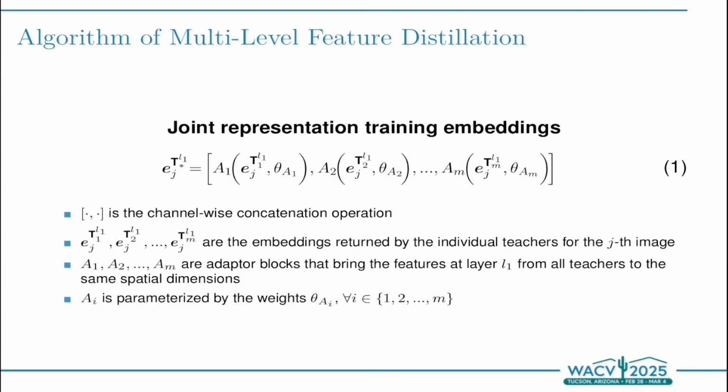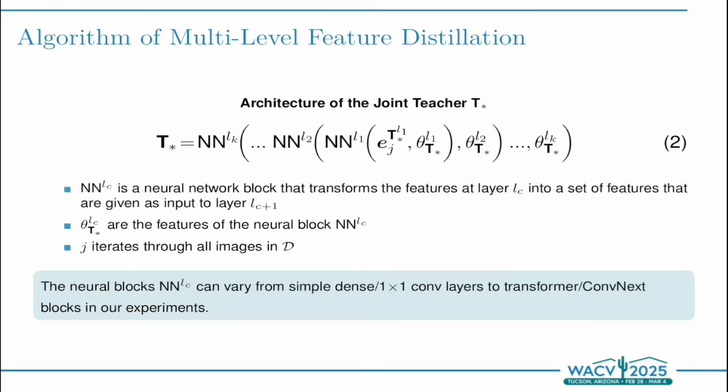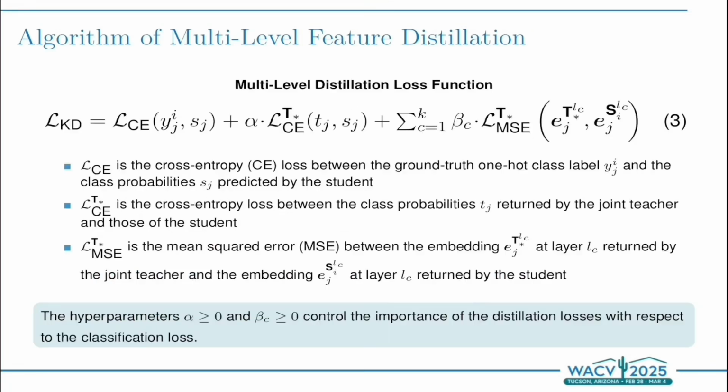For the joint representation embeddings, we use concatenation for the embeddings returned by the individual teachers, and we apply adapter blocks to bring the features from a certain level to the same spatial dimension. We created the architecture of the joint teacher from repeated neural network blocks that can vary from simple dense layers or pointwise convolutions to more complex layers like transformers or ConvNeXt blocks.